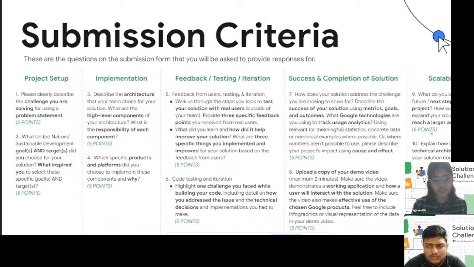Then in question number 6, they're going to check the code testing and iteration. So once you face some problem or your target audience gave you some feedback, you have to improvise your solution. That is being checked in question number 6.